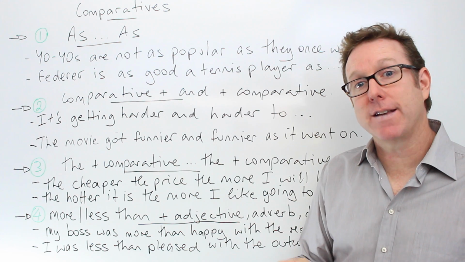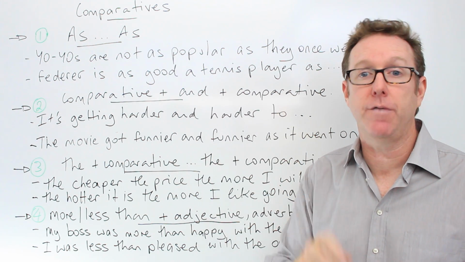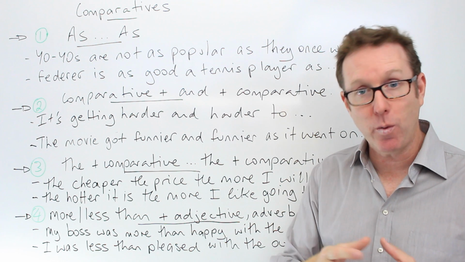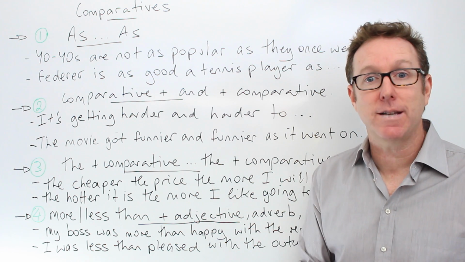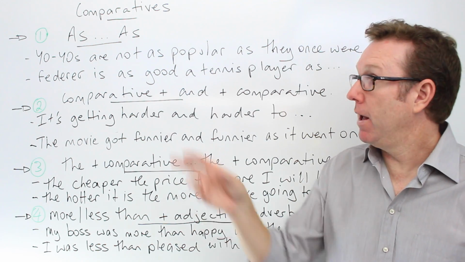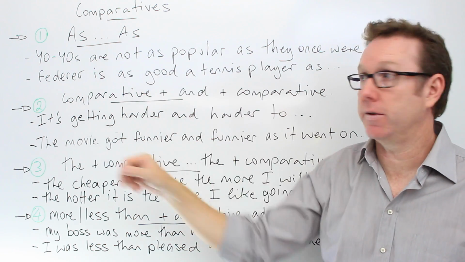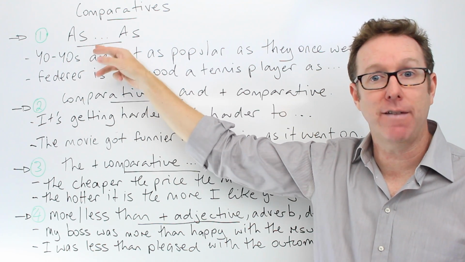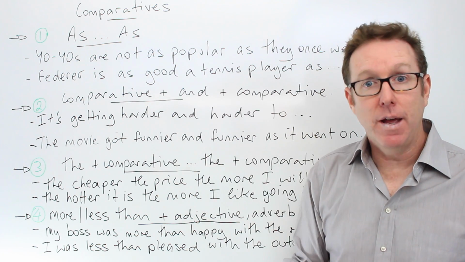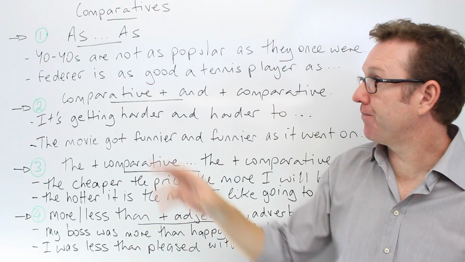Now, today's lesson, as I said, is about comparatives, and I'm going to show you 4 specific structures that we use when we compare in English, and these are some of the more advanced comparative structures. Okay. Now, the first one we're going to look at is the as structure. So the as, adjective, adverb, as structure. Now, you might be familiar with this structure, so we'll go through this one fairly quickly.